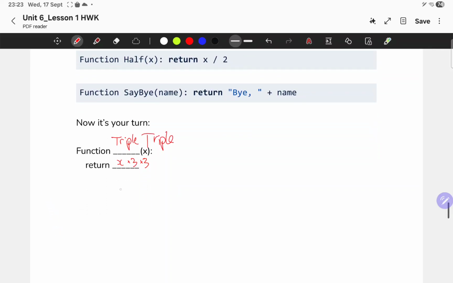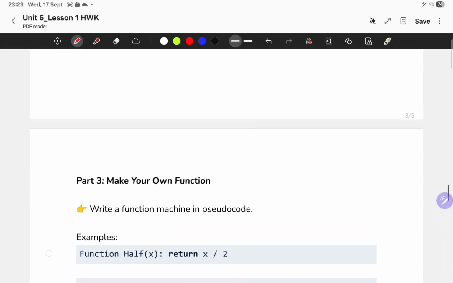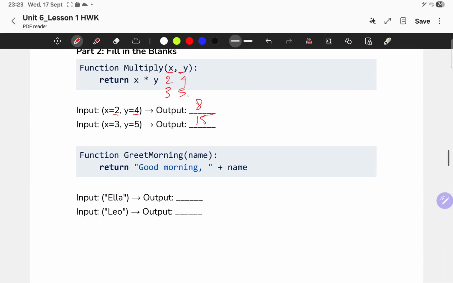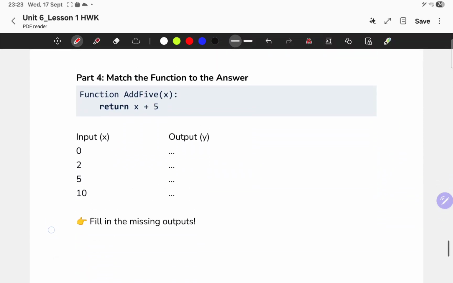So if we had, for example, x equals 3, then we would times it by 3, which equals 9, and we would times 9 by 3, which equals 27. So if we input 3, so we have x, which is 3, it goes inside our function, and it comes out as y, which is 27, right? So x is the input, y is the output, usually, but in some cases, y can also be the input, like we have right here.